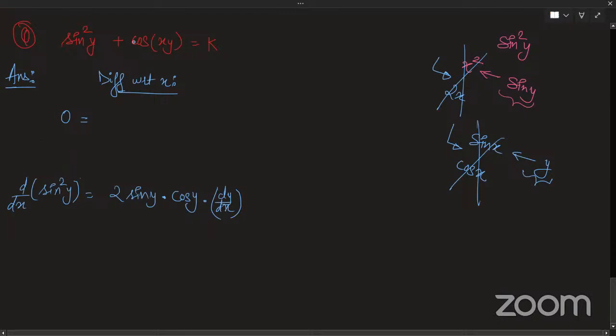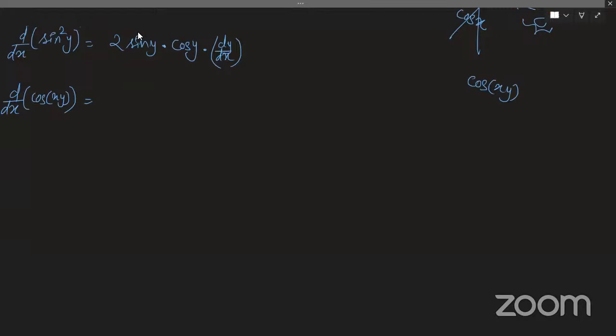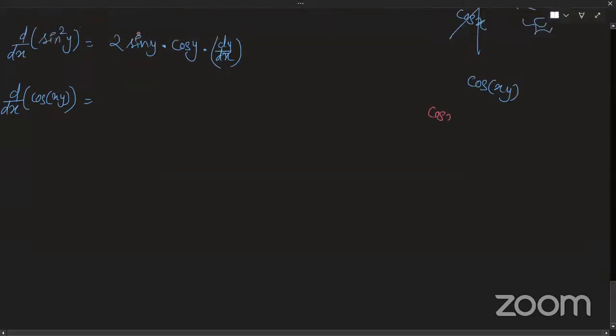Correct. Now let us look at the derivative of cos of xy. So like this one also you'll approach in the same way. You have got cos of x into y. Can you tell me which function is inside which function? Sir, inside cos x, xy is inserted. Great work.